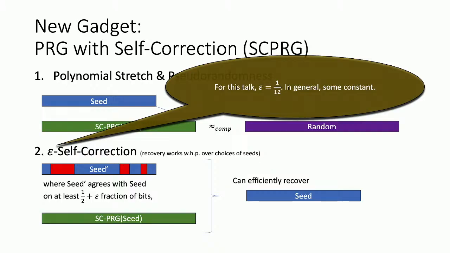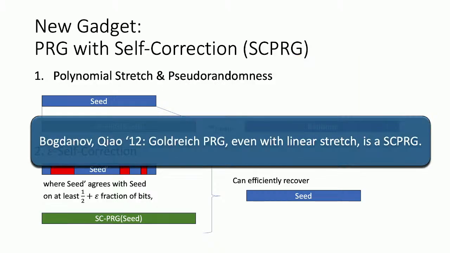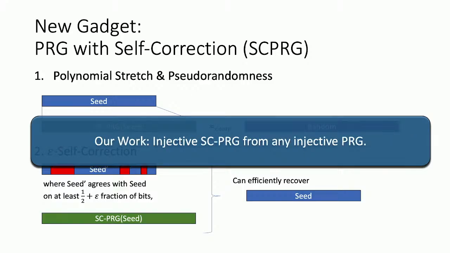And you might be asking, do we already know examples of SC PRGs or candidates? Bogdanov and Chow showed in 2012 that the Goldreich PRG, even with linear stretch, is a self-correcting PRG, or a PRG with self-correction. And in our work, we'll show how to construct an injective SC PRG from any injective PRG. Okay.